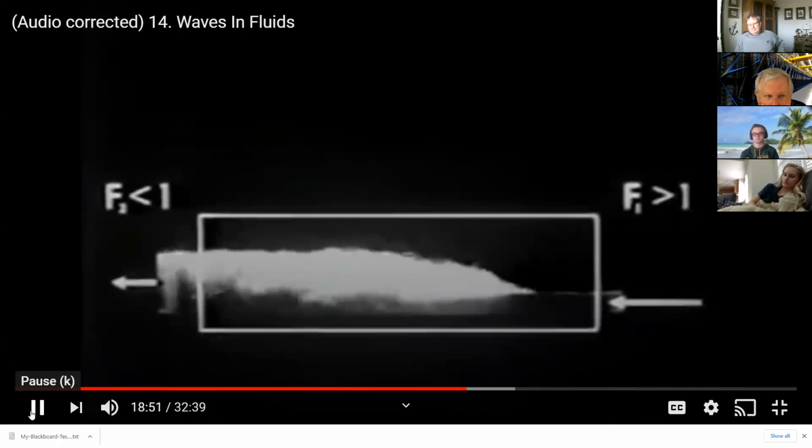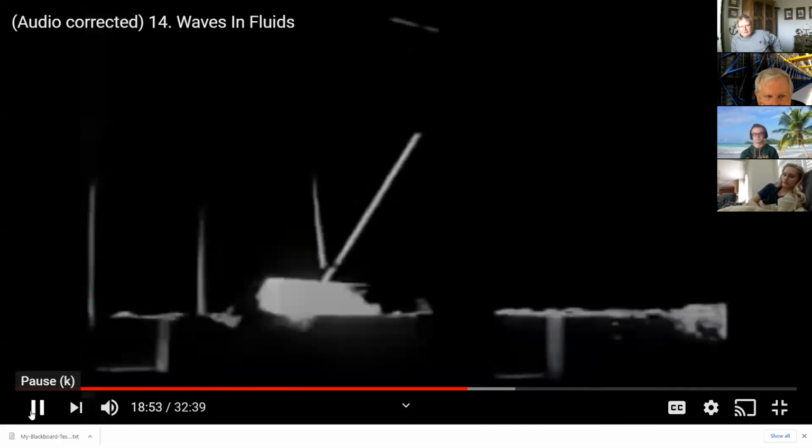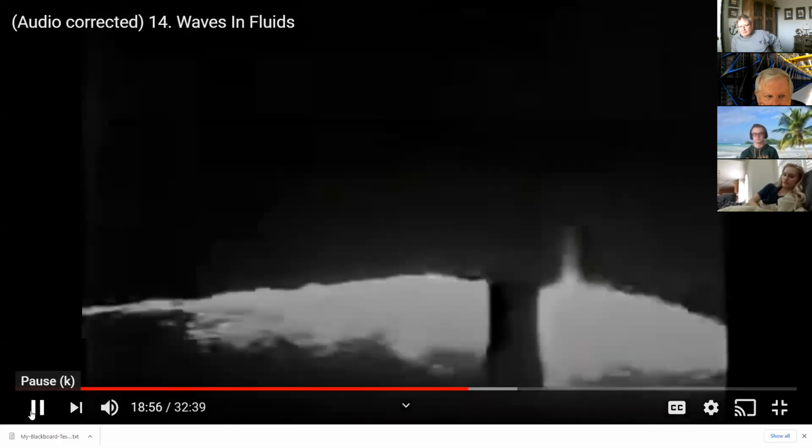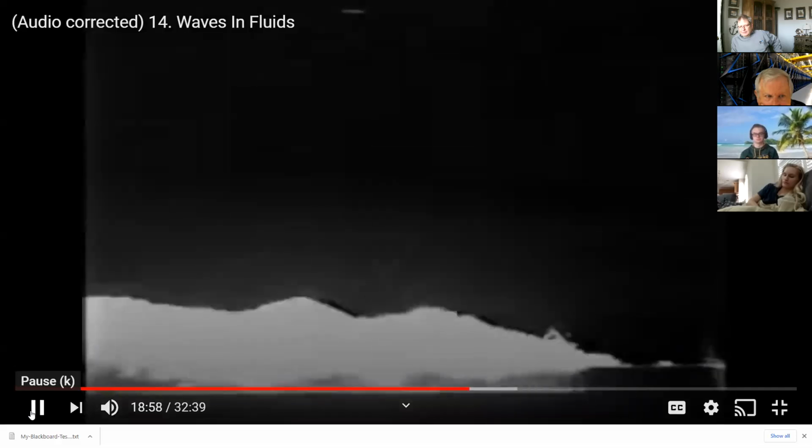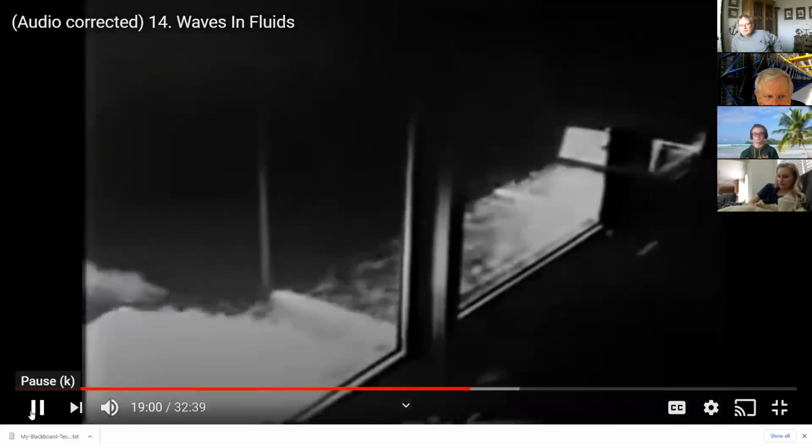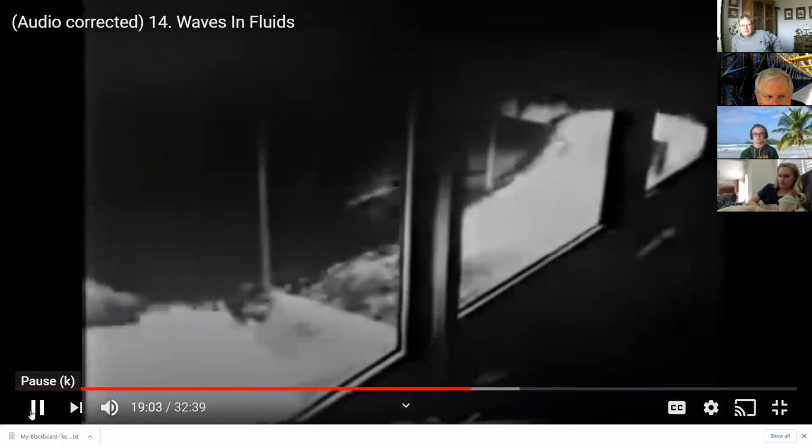We can easily show this in the flume. A disturbance behind the jump catches up with the jump. A disturbance ahead of the jump is washed downstream into the jump.